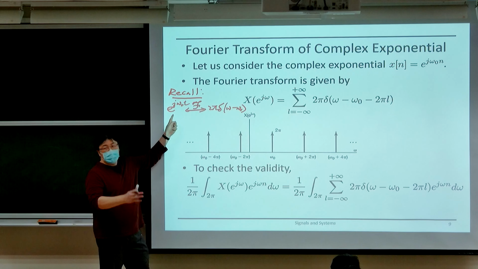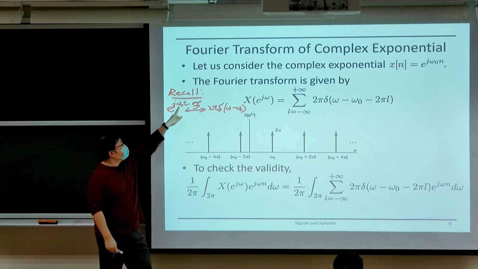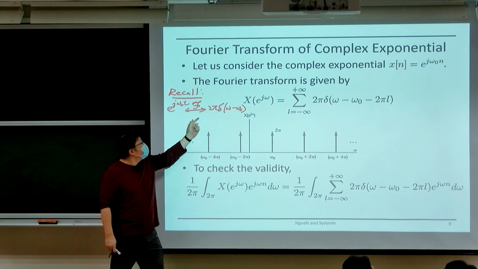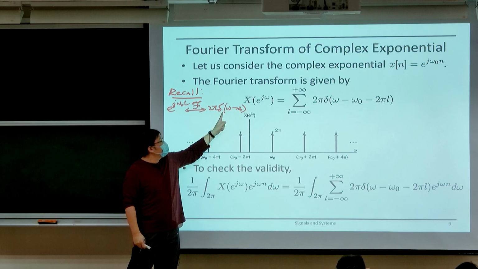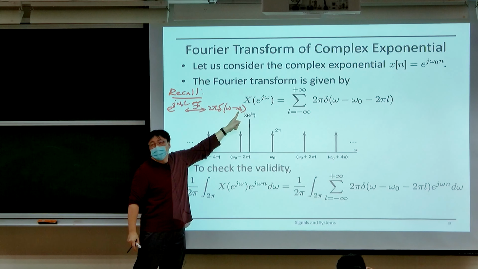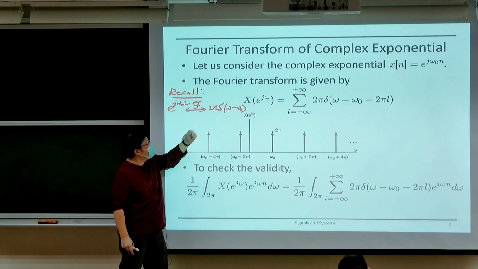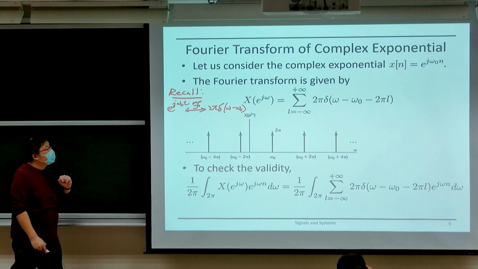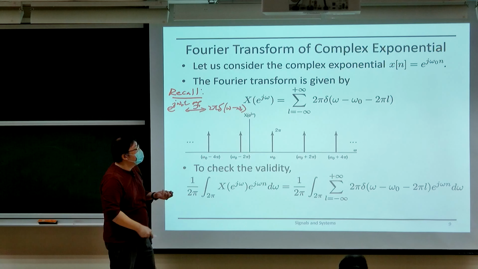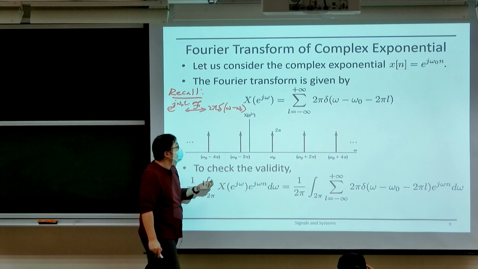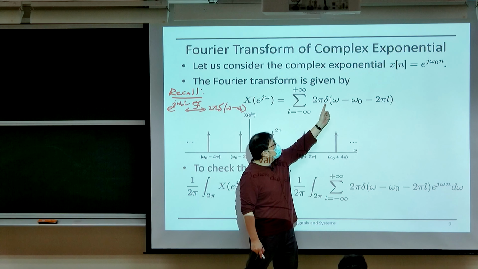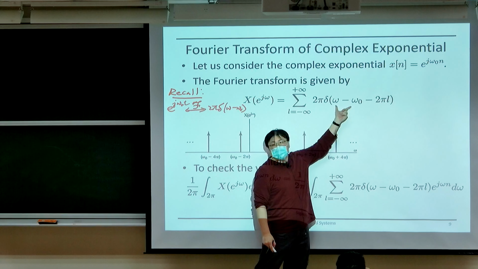So because this is a pure frequency component at frequency omega naught, therefore, not surprisingly, the spectrum gives you a single delta function at this frequency omega naught, scaled by 2 pi. In the discrete time case, it is the same as well. The Fourier transform is 2 pi delta of omega minus omega naught.